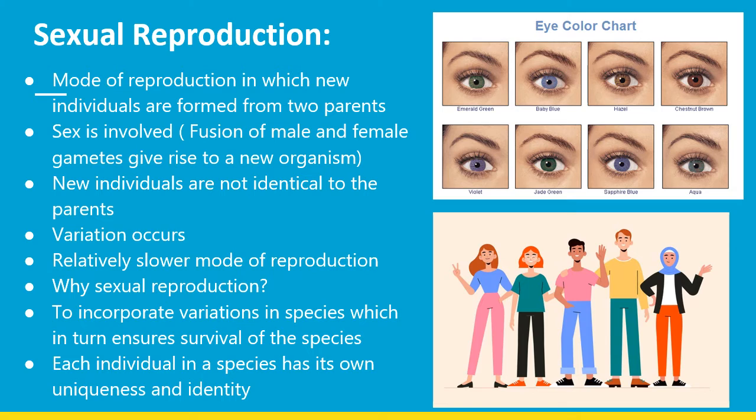So here you can see an eye color chart as well as human beings. Human beings, whether from north, south, or whichever country or continent, show lots of differences in their physical stature, yet we call them all Homo sapiens.